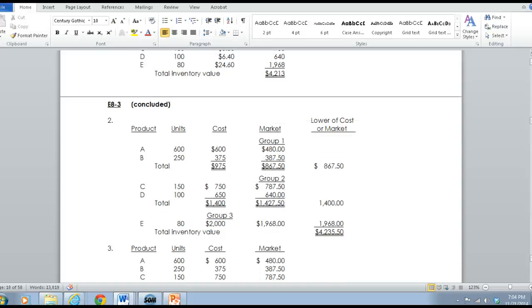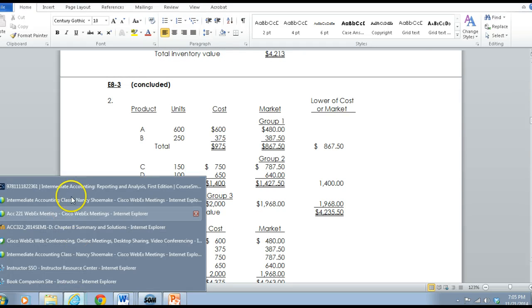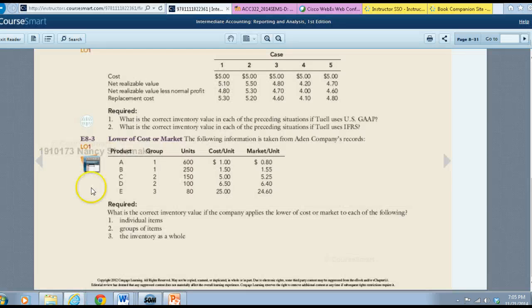Now if we take the items and write them down as groupings, so groupings mean that group 1 we're going to combine, group 2 will combine, and group 3 will combine. So group 1, we're dealing with 600 units at 80 cents, 250 units at $1.50.